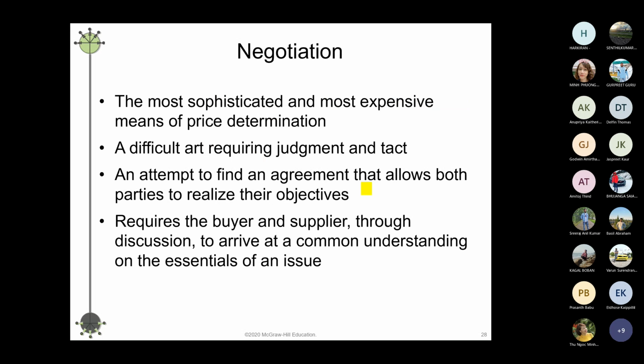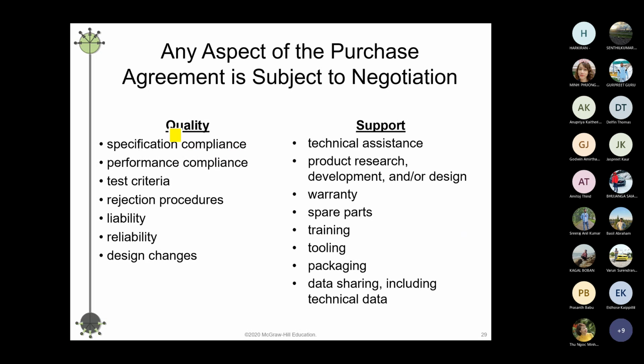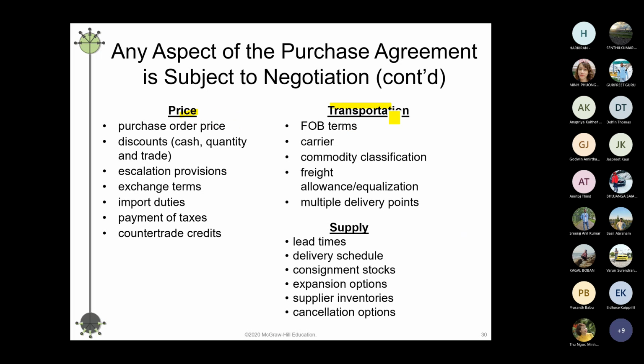Then we moved to negotiation. As you remember, this is the most difficult, most sophisticated method to determine the price and also to buy something. It needs an understanding. If you as a buyer and the seller reach an understanding of the situation of both sides, you have reached the goal of negotiation. And negotiation is not just on price, it's on quality, support, price, transportation, and supply. So it will be on 5 different topics. Many people think that it's just on price, while it's not.